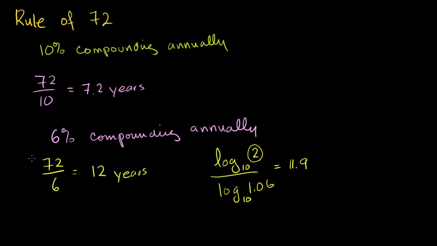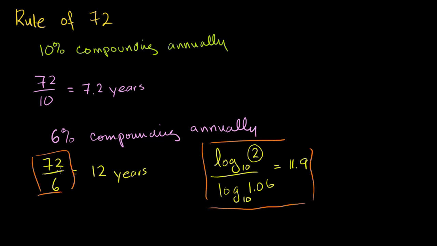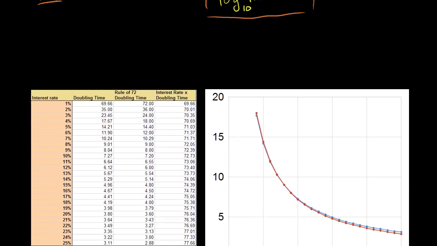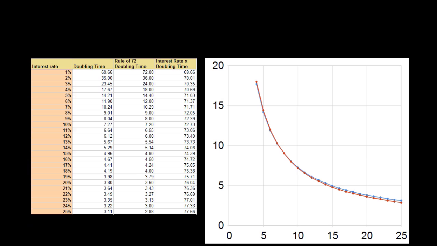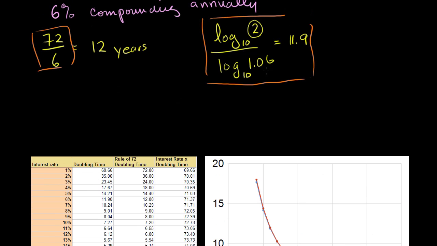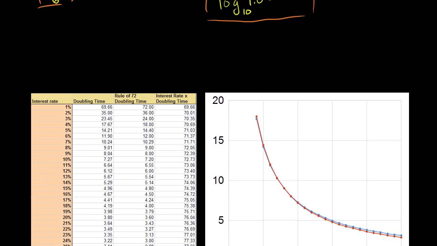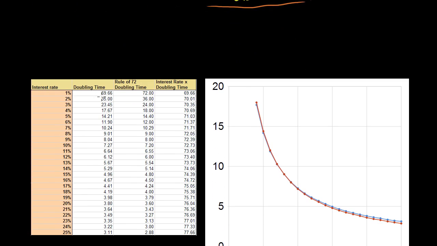And this math is much, much, much simpler than this math. And I think most of us can do this in our head. So this is actually a good way to impress people. And just to get a better sense of how good this number 72 is, what I did is I plotted on a spreadsheet. I said, OK, here's the different interest rates. This is the actual time it would take to double. So I'm actually using this formula right here to figure out the precise amount of time it'll take to double.